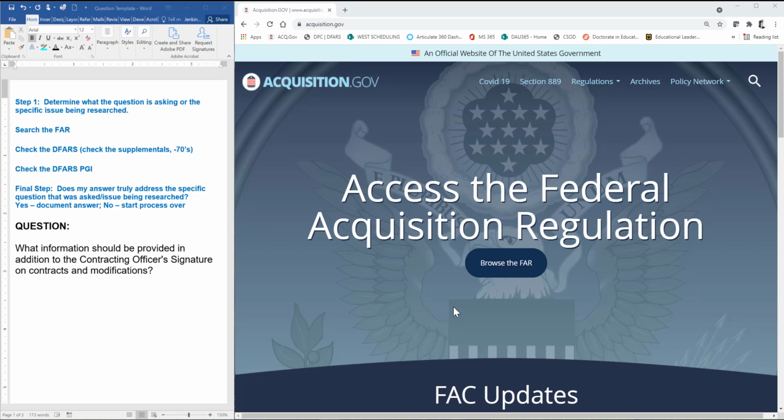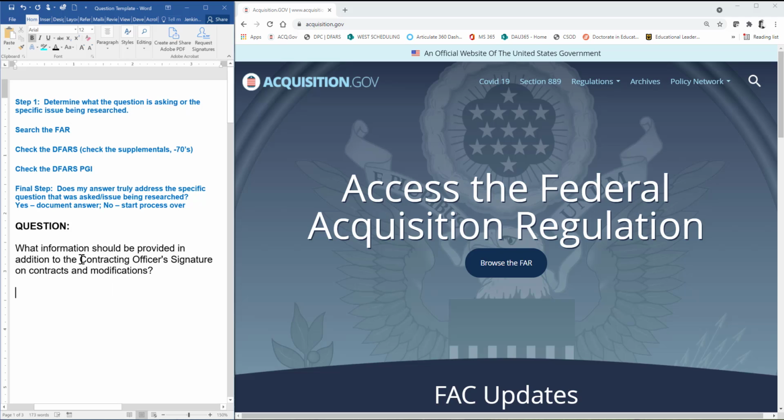All right, let's take a look at this question about a contracting officer's signature. So let's read the question and see if we can extract out what it's asking. What information should be provided in addition to the contracting officer's signature on contracts and modifications?